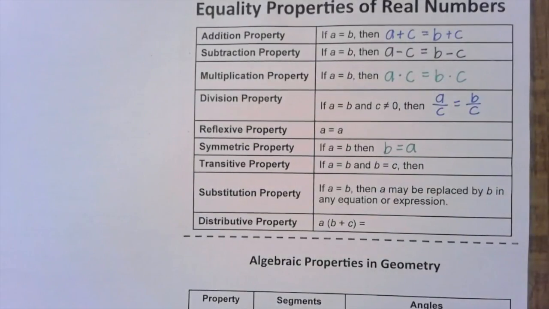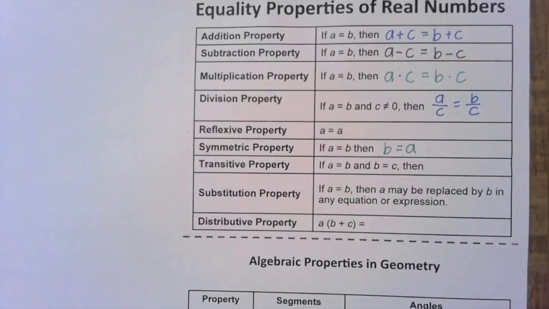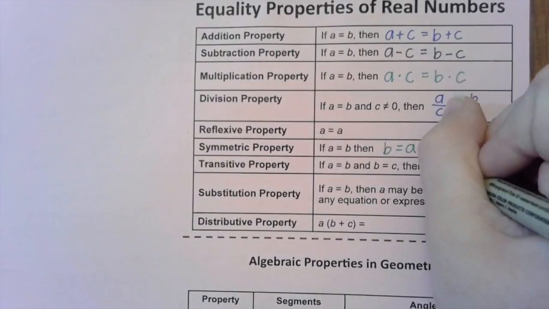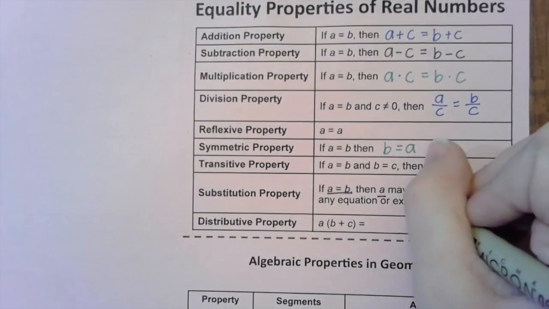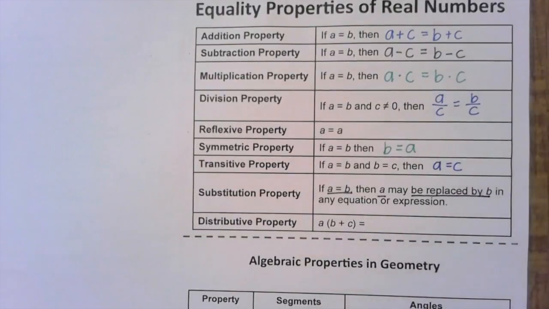The transitive property is if A equals B and B equals C, well then A must equal C. So it's like the law of syllogism. The substitution property says that if A equals B, then A may be replaced by B in any equation or expression. So we can swap out A and B in any equation or expression. If we have that A is equal to B and A is 5, well then B is also 5. And for any A's or B's in the equation, I can put in 5.